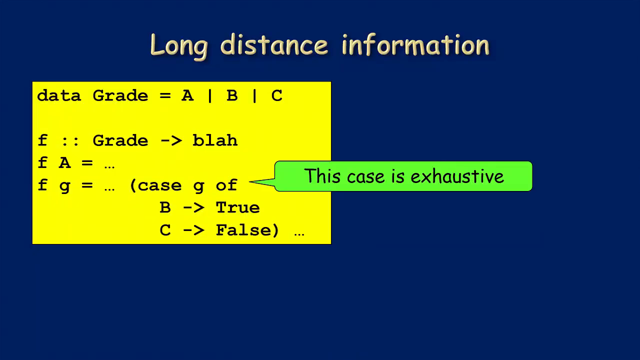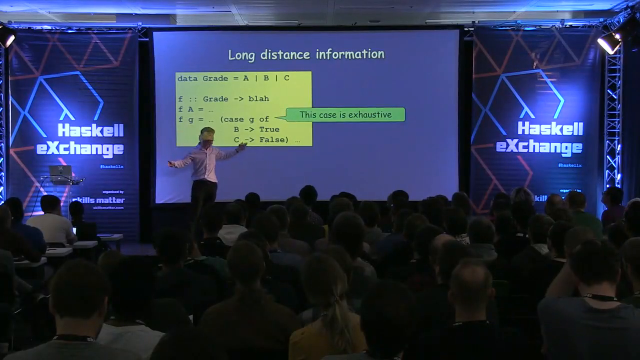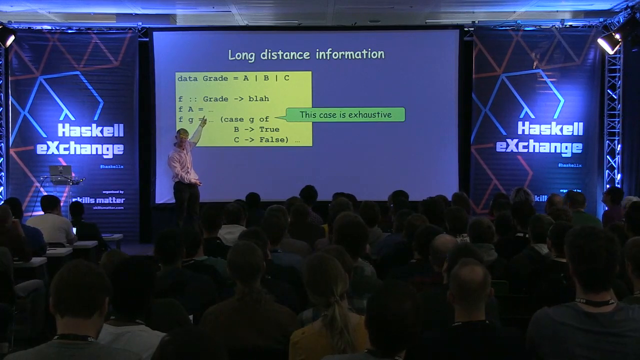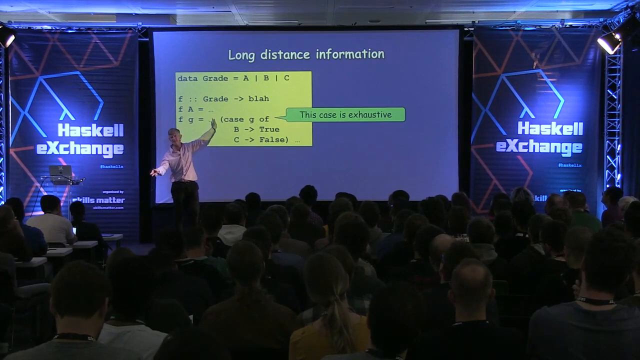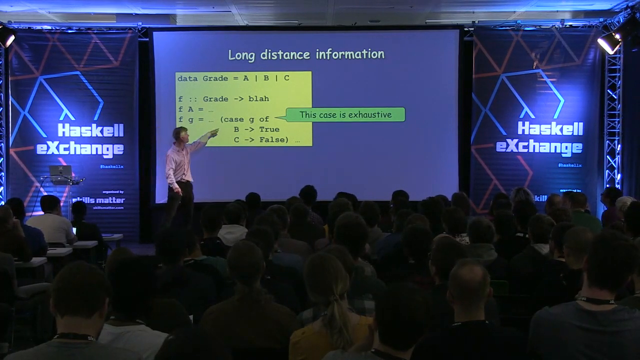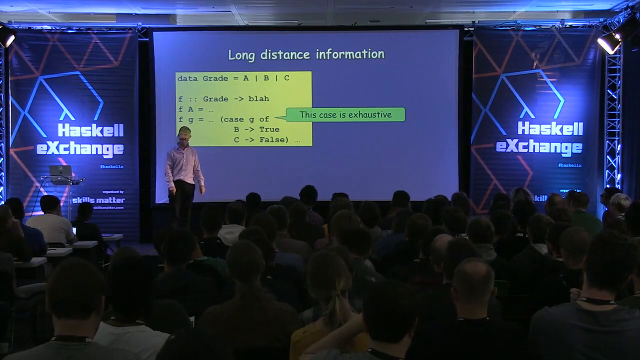Last piece of complication, nearly the last piece: long distance information. Have a look at this program. What is this doing? Well, I've got a function that matches some fairly big data type here, grades, A, B, and C, D, blah, blah, blah. It matches A here, and then it has a sort of fall-through case, and somewhere deep inside the right-hand side, we match on G again. Is A missing? No. We've dealt with the A case up here, right? Of course, any decent compiler should not complain about a missing case here.